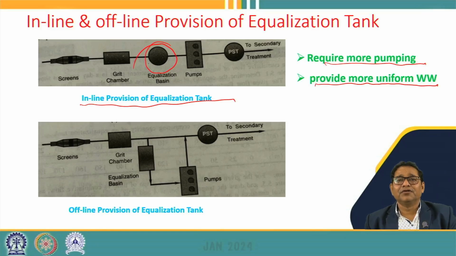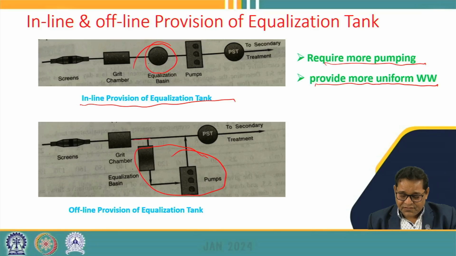But if we need economy in the plant, we can go for an offline arrangement. This figure shows the offline arrangement, wherein the wastewater coming to the plant, if it is at the average flow rate, goes directly to the next treatment unit. Only in case of excess flow is it diverted to the equalization tank, and from here it comes to the pumping station, where it is pumped back in case of any deficiency, if the flow rate is less than the average flow rate.